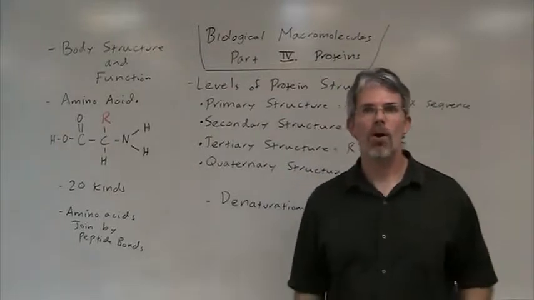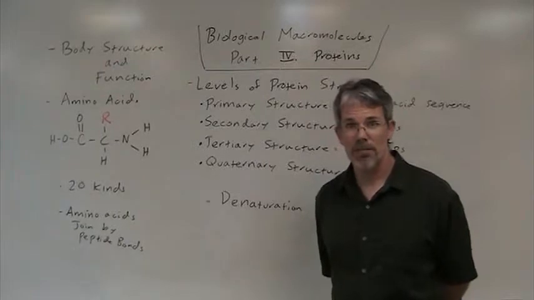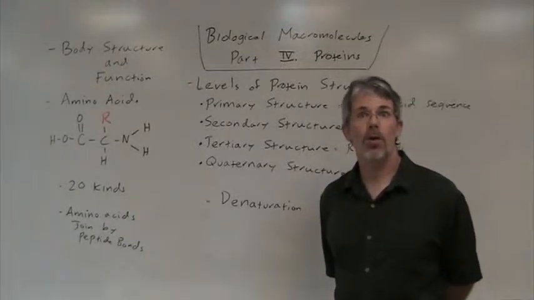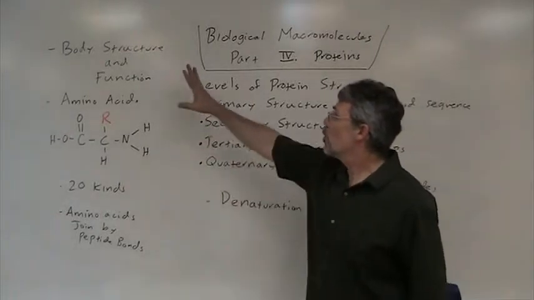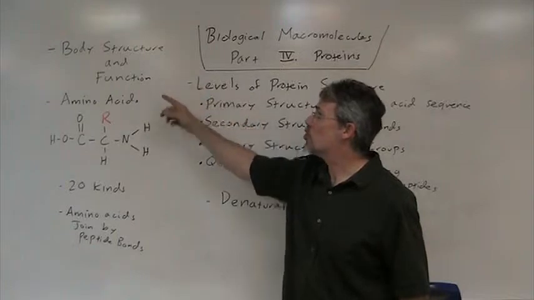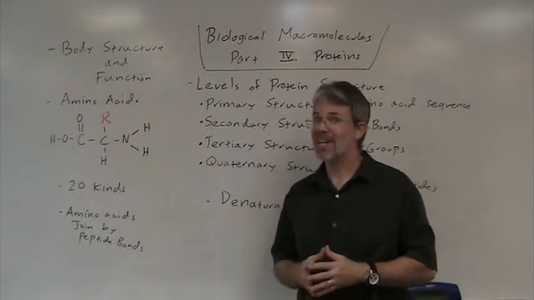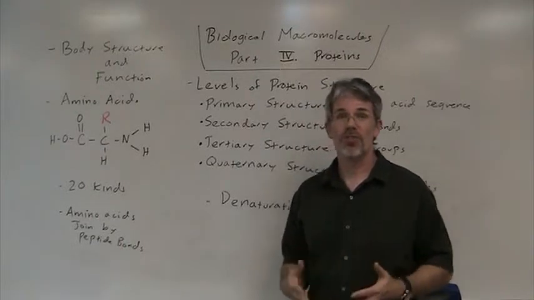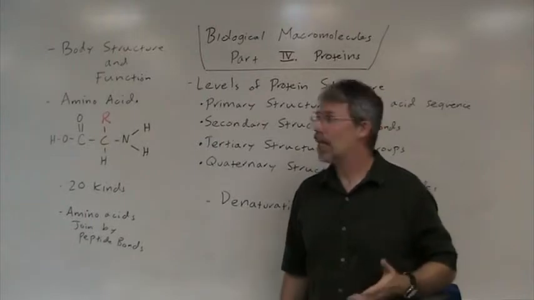Part 4 of our survey of biological macromolecules would be proteins. So proteins are one of the four major categories of biological macromolecules. Now, proteins, even though they can serve as an energy source, their primary purpose is body structure and function. Most of the body is made of water and a lot of the rest is made of protein. Refer to your notes and your textbook for examples of proteins in the body and elsewhere.